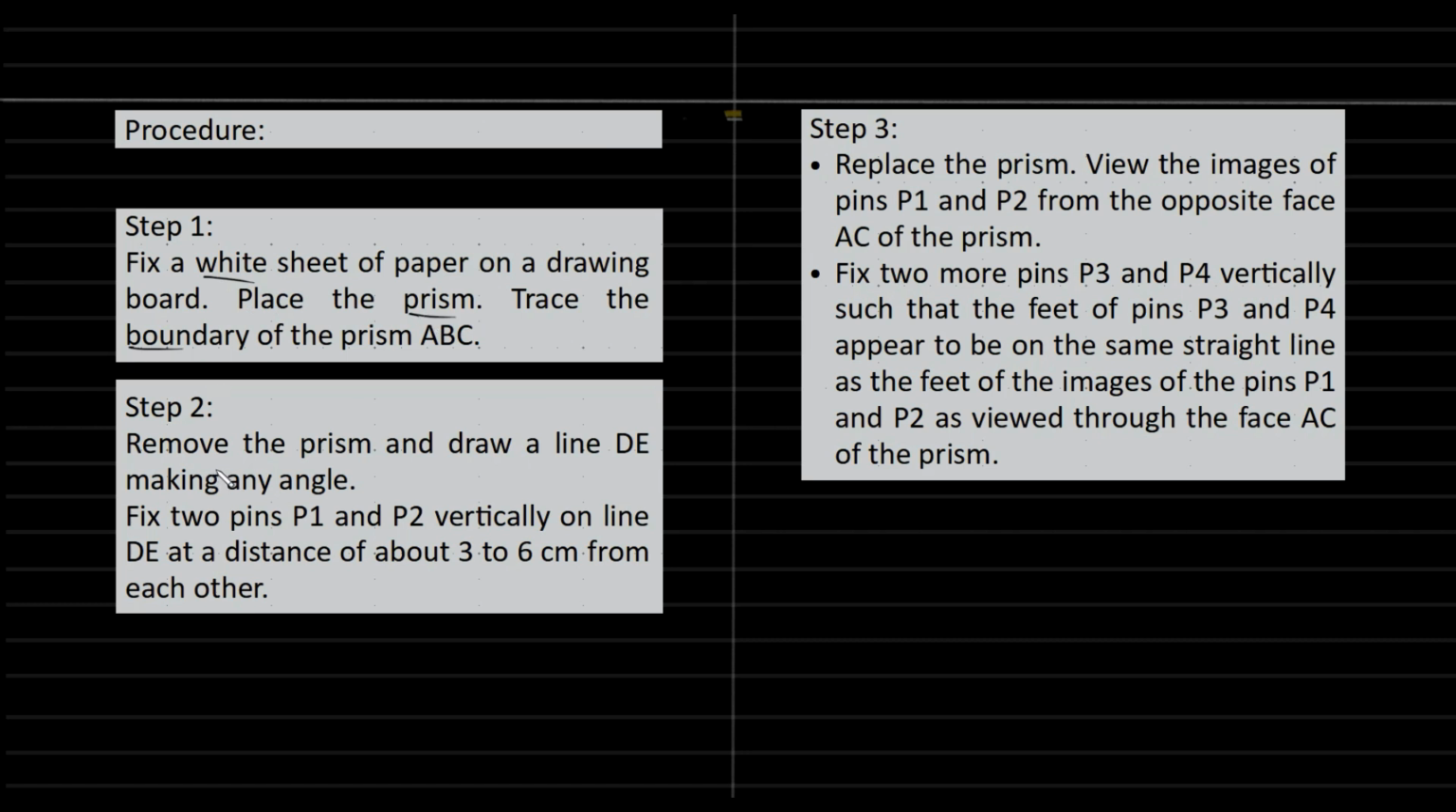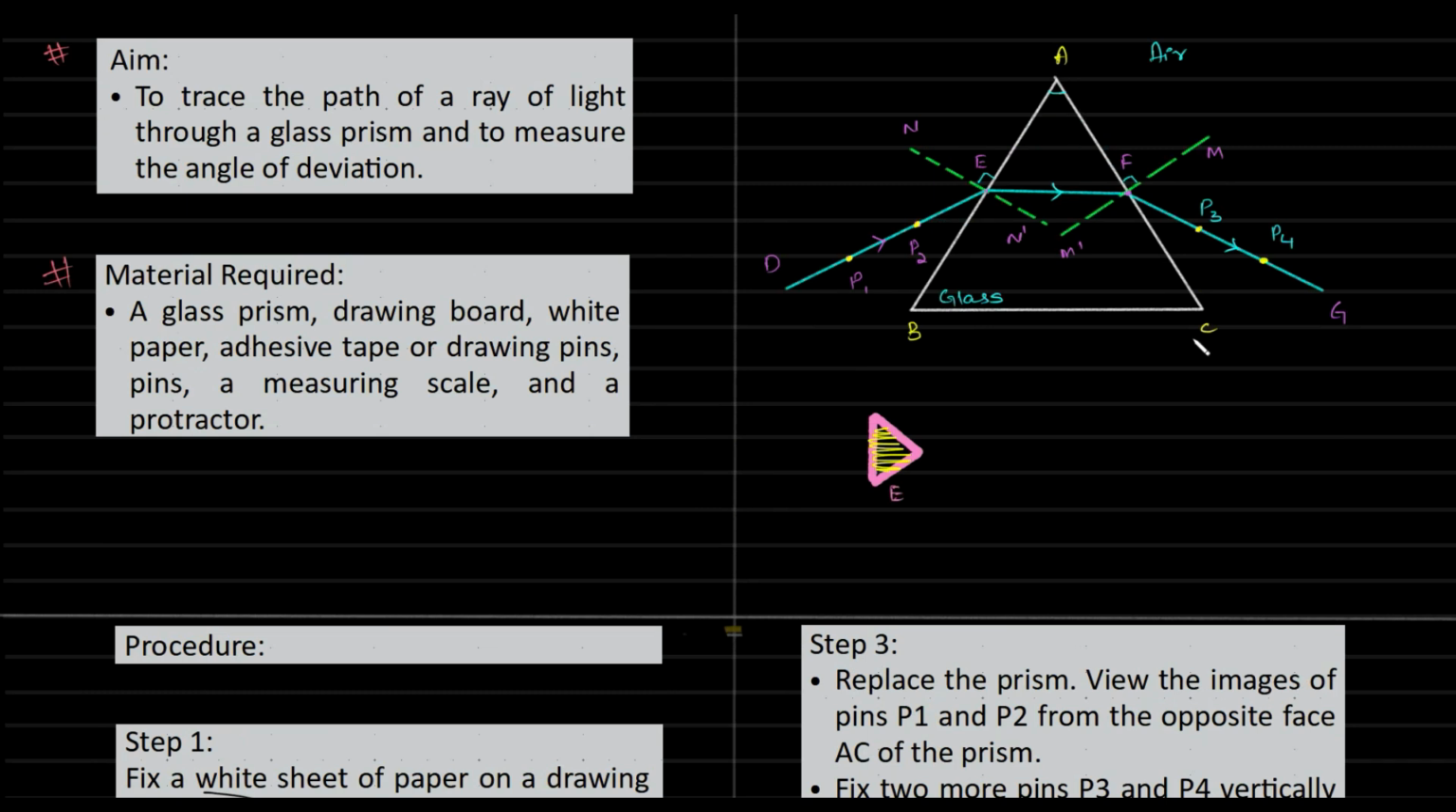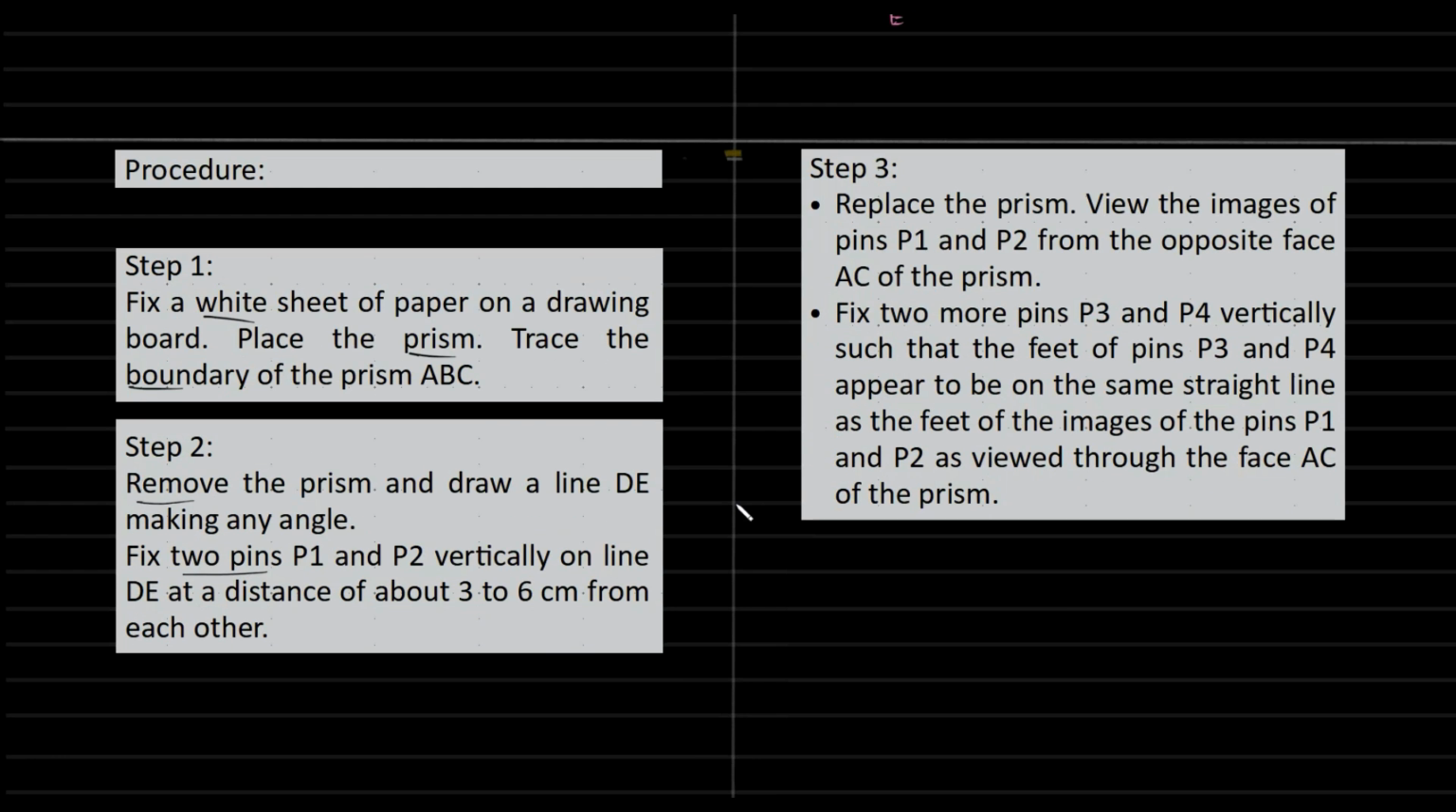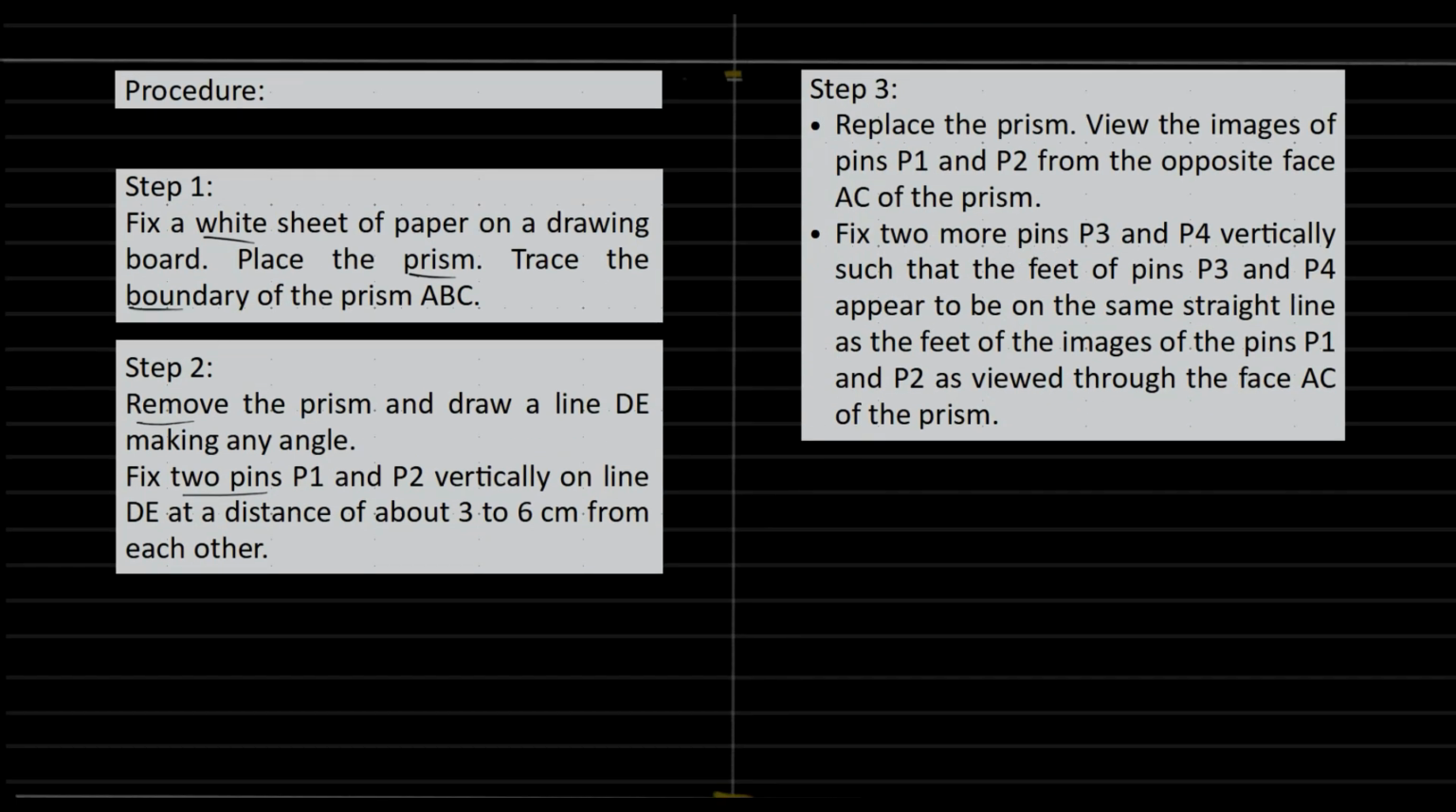Step 2, remove the prism, draw a line and your normal and everything, and place the pins. Right, fix 2 pins. Step 3, replace the prism, keep the prism back. Then view the image of pin 1 and pin 2 from the opposite face AC of the prism. Okay, so from this end you see the prism. Fix 2 more pins, so this is a pretty important step. This is the most important step actually.